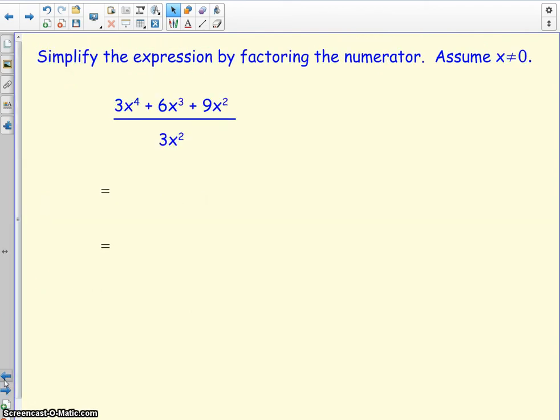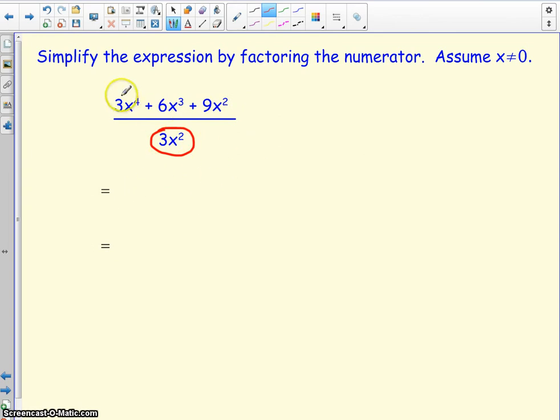Okay, for this last one here, we were asked to simplify this expression by factoring the numerator. We're going to assume that x cannot be equal to 0. The reason we have to assume that is because if x could be equal to 0, this denominator could be 0, and as we all know, we can't have a denominator of 0. So what we're going to do here is factor the numerator.